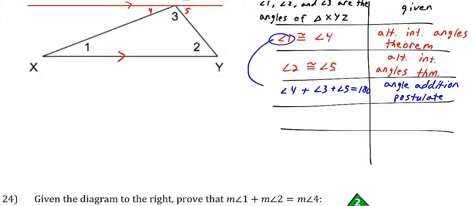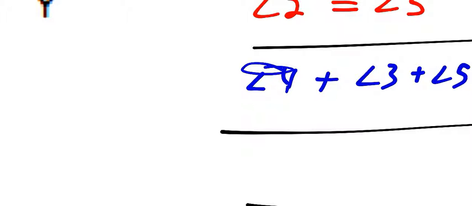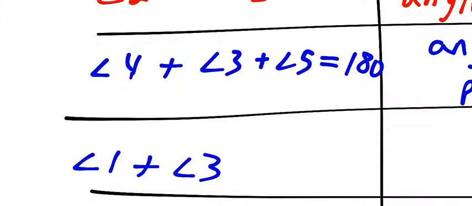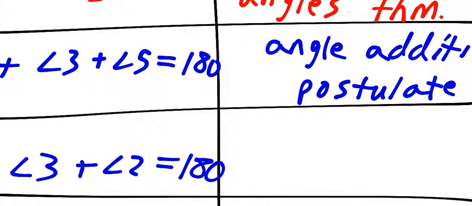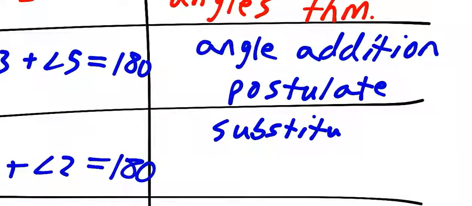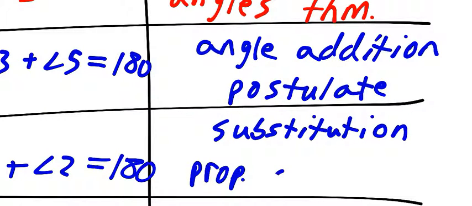I'm going to put angle 1 in this place, and I'm going to put angle 2 in this place, and rewrite that equation. And when I do it, instead of angle 4, we said it's angle 1, plus angle 3 stays the same, and instead of angle 5, we said that's equal to angle 2, equals 180. And like I said, that's called substitution. Substitution property of equality.